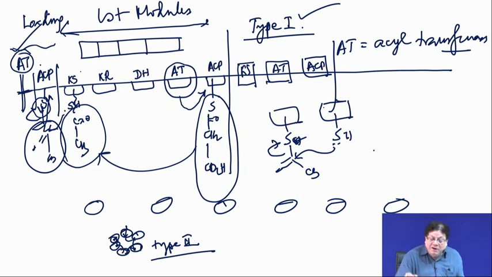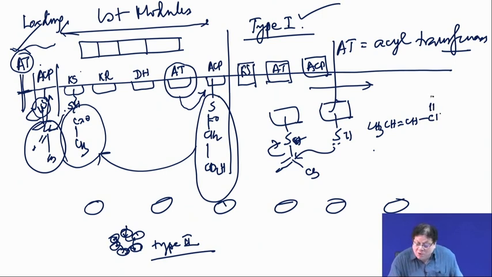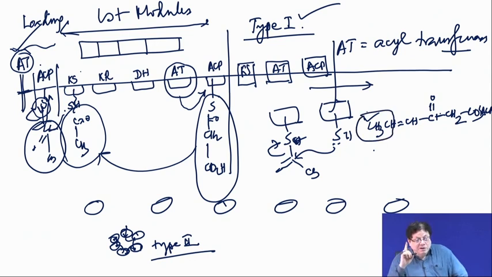Then what will happen? If I ask what is the product at this end, then what will be the product? I can write it CH3, then CH double bond CH, then CH double bond CH, then CO, then CH2, then CO S ACP, SACP basically. How do I know this? Because the starting, see, this is our starter unit.